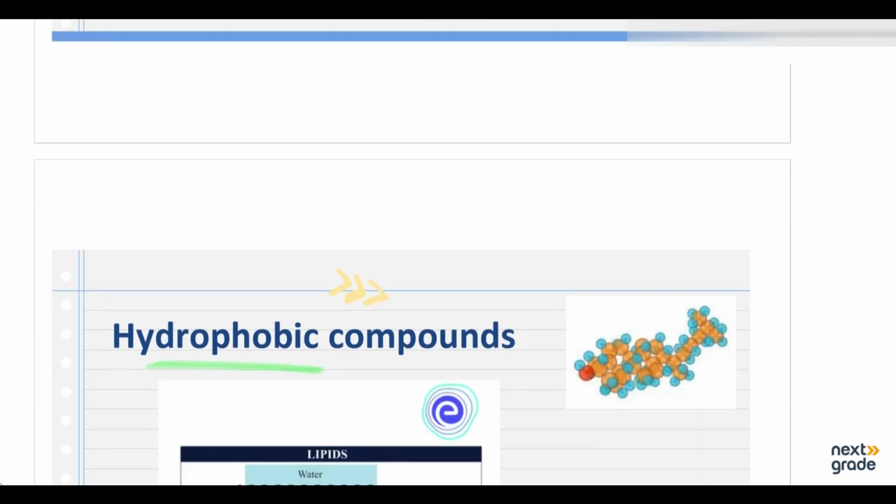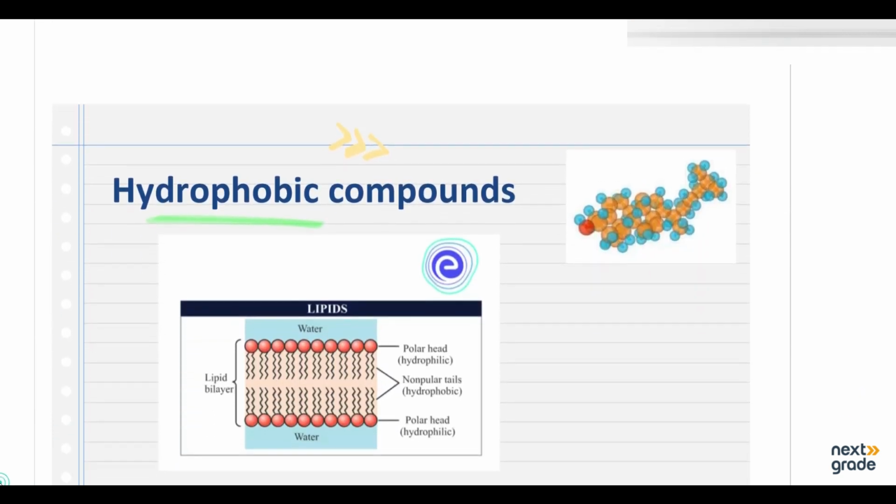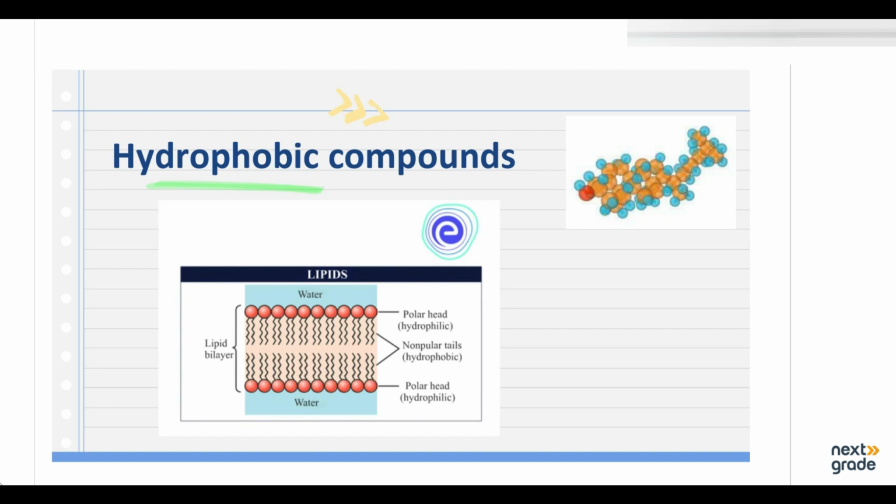Then there is a hydrophobic component. So lipids are hydrophobic compounds, as the name indicates. Phobia is something that you are extremely fearful of. Hydro means water, so it means that they are water-fearing compounds, right? Because of their cellular membrane, they are used to store energy. Here you can see the polar head is hydrophilic, then the non-polar tails are hydrophobic, and then here this is also hydrophilic.